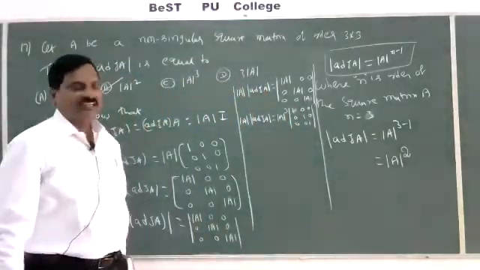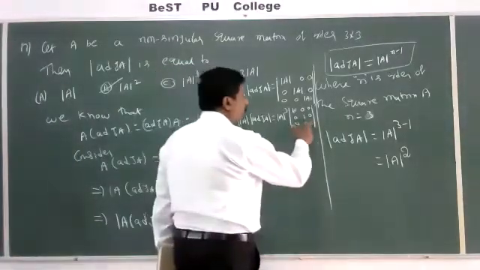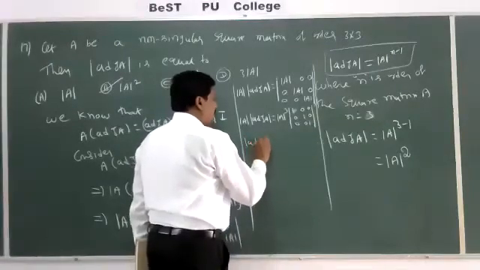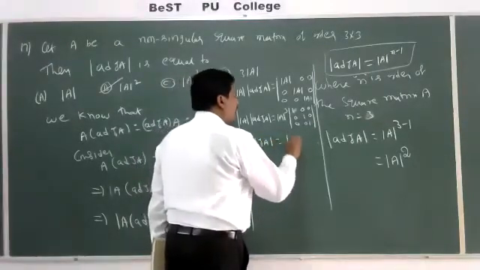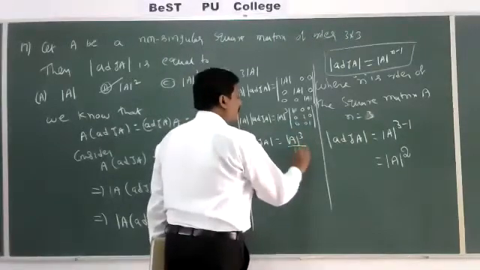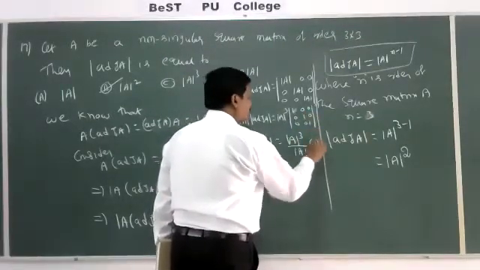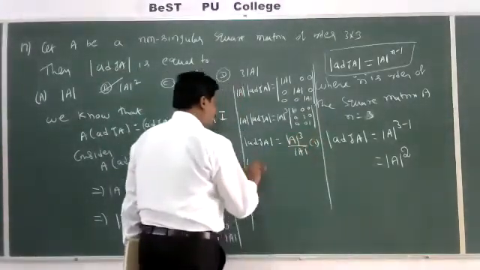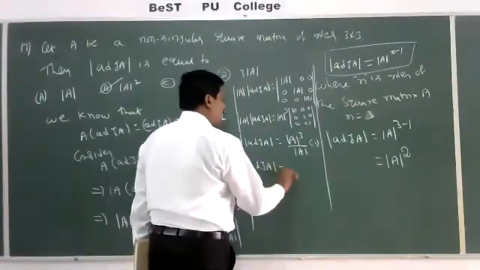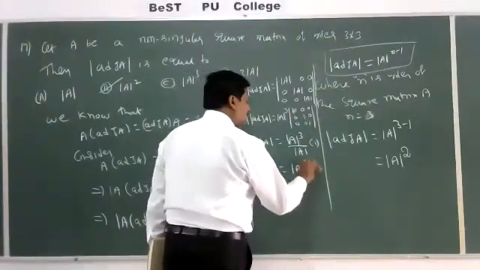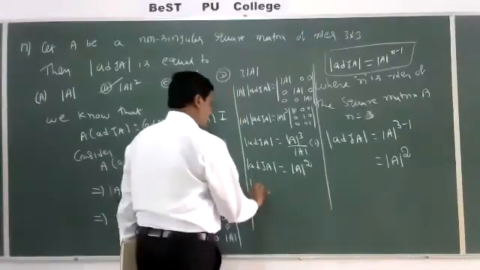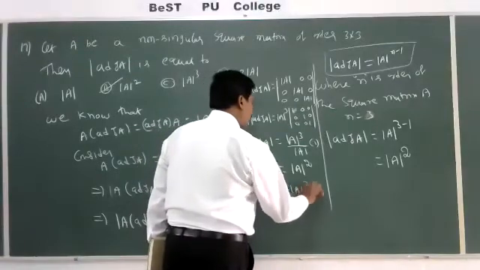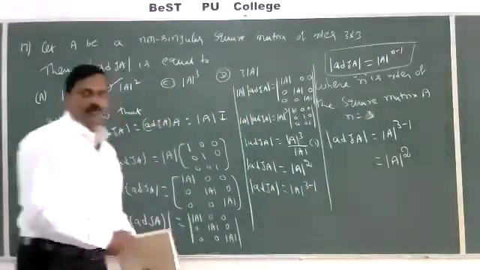The determinant of identity matrix is always 1. This value is 1. Then the determinant of adjoint A is equal to det A whole cube by det A. Here the determinant of identity matrix, this value is 1. Here one factor gets cancelled. Then determinant of adjoint A equals det A square. This we can write as determinant of adjoint A equal to det A whole power 3 minus 1.